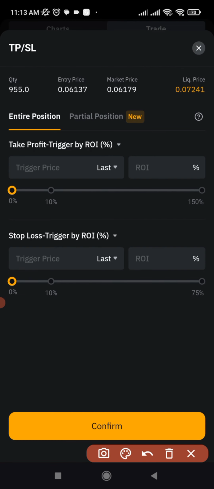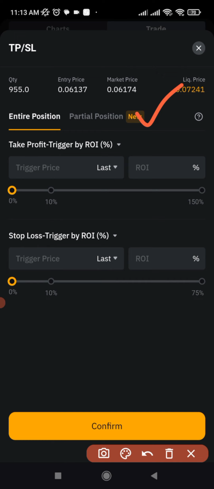Now, once this dialog box opens up, the first option here is entire position. So if you set your take profit and your stop loss here and it gets triggered, the whole of your position will be closed immediately. But if you want to close part of those positions, you can use the partial position option to set your TPs and your stop loss. This is useful if you have a trade that has multiple take profit levels, okay? You can use the partial option to close, let's say 10%, 20%, half of your position, or 75% of your position when it hits a particular take profit level, right?